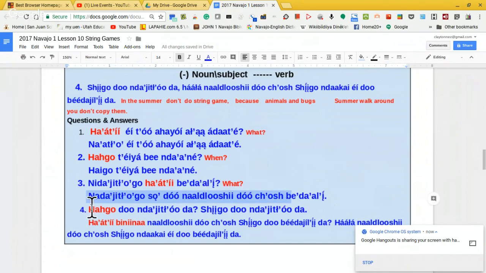And then hako don dajitlo. When do you not? Well, shingo, okay? Summer, don dajitlo. And then hat ibnina. Why? Why can't you do that? Khala hat ibnina nal tloshido josh shingo do beda al ida. And the reason is khala nal tloshi do josh shingo ndakhe edo beda al ida.